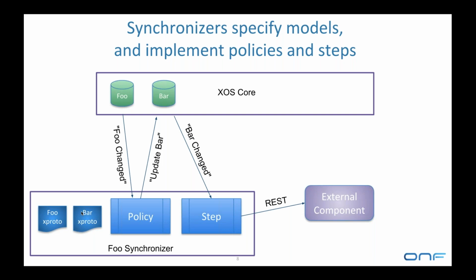And there you're seeing that kind of on the right side. The Synchronizer noticed something in the bar model changed. It executed a sync step, which made a REST call out to some external component. You could imagine this is, in the SEBA case, noticing something happen with an OLT or an ONU and making a REST call out to, for example, Volta.